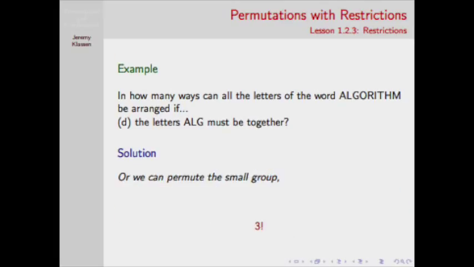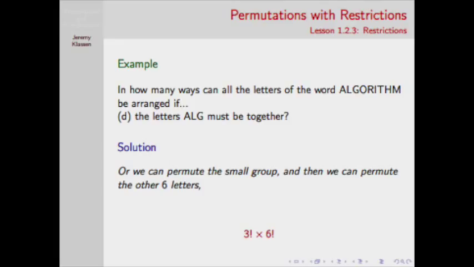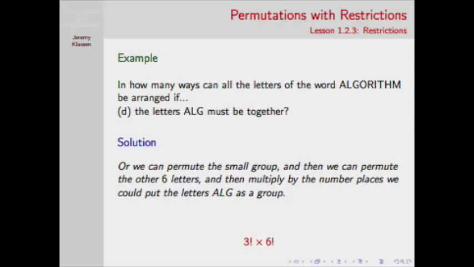But this question could also be done by first permuting the small group, which will just give us 3 factorial, and, implying multiplication, permuting the other 6 letters that are left over, and then multiplying by the number of places that we could place that small group ALG in and amongst the other 6 letters.